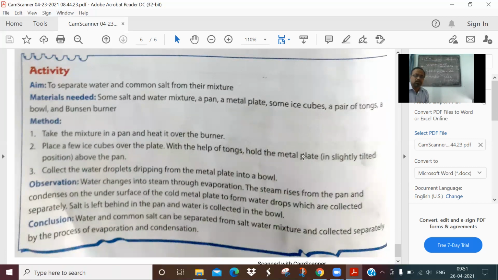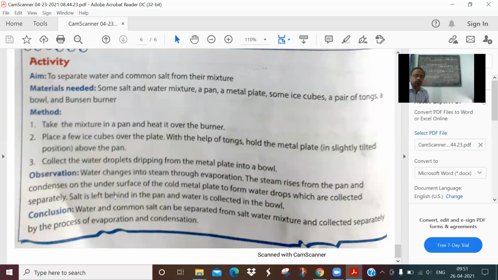So for this process, I'm reading just the observation. Water changes into steam through evaporation. The steam rises from the pan and condenses under the surface of the cold metal plate to form water drops, which are collected separately. Salt is left behind in the pan, and water is collected in the bowl. So this way, both these ingredients could be collected. This process involves evaporation followed by condensation.